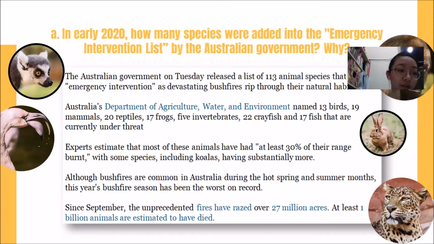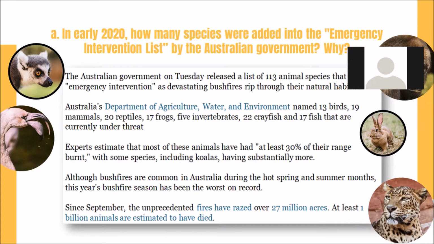Now I have some questions for you guys. The first question: in early 2020, how many species were added into the emergency intervention list by the Australian government? And if you do know about that, why? Sun Sun, can you give me the answer for this question, please?